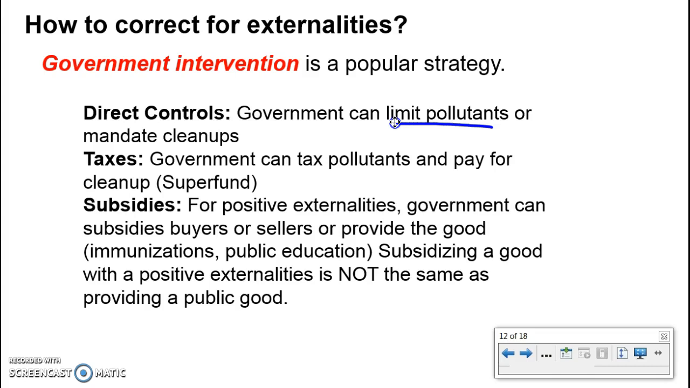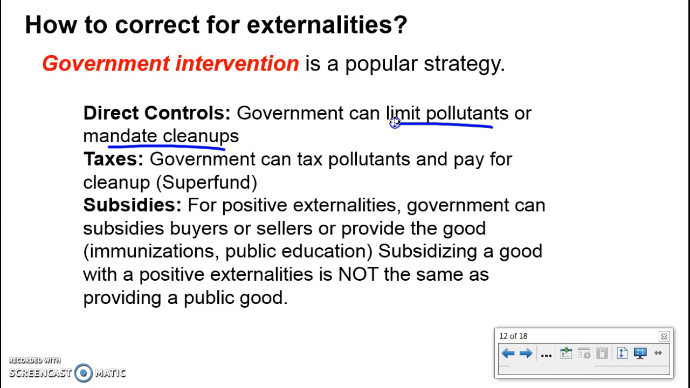They can also mandate cleanups, so they can say, you must clean up this particular site. Of course, sometimes what happens is the firms actually go bankrupt, and then there's no one to pay the bill or to do the cleanup. So another way to do it is to have the government tax pollutants, or tax all of us, and use that to pay for the cleanup. And so Superfund is an example of that. Superfund sites are sites where the federal government has taken over at least part of the cleanup costs and the actual doing of the cleanup.